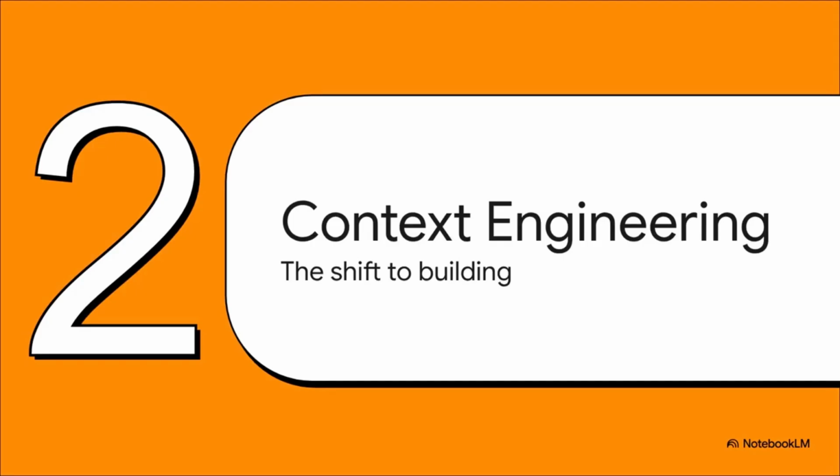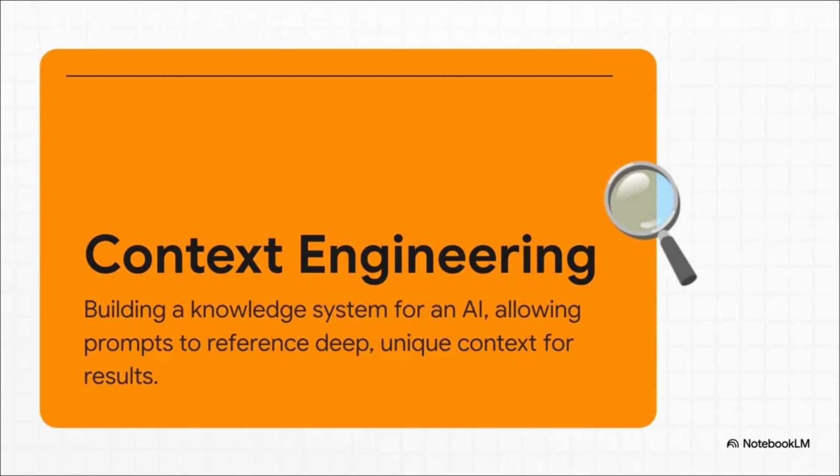So if collecting prompts is the wrong move, what's the right one? Well, this is where everything changes. We have to shift from collecting templates to actually building something. And that's a concept called context engineering. So what on earth is context engineering? Simply put, it's the practice of building a dedicated knowledge system specifically for your AI. Think of it like you're creating a custom brain for the AI to use, a brain that's filled with your frameworks, your voice, your data. That way, when you write a prompt, it's not pulling from the generic internet. It's tapping into this deep, unique context that you built, and that's how you get amazing results.